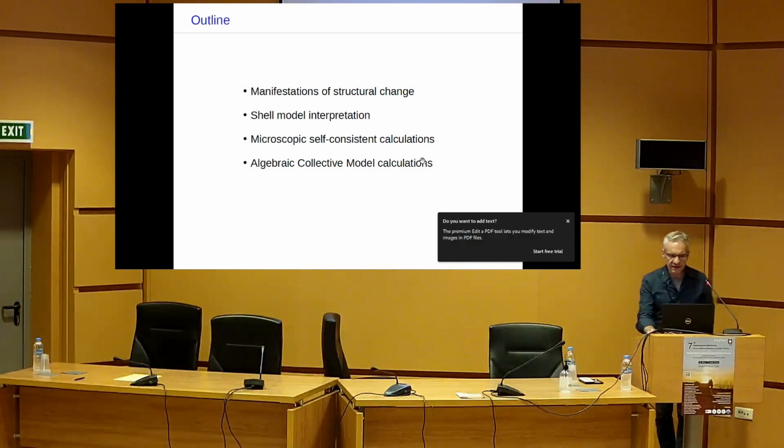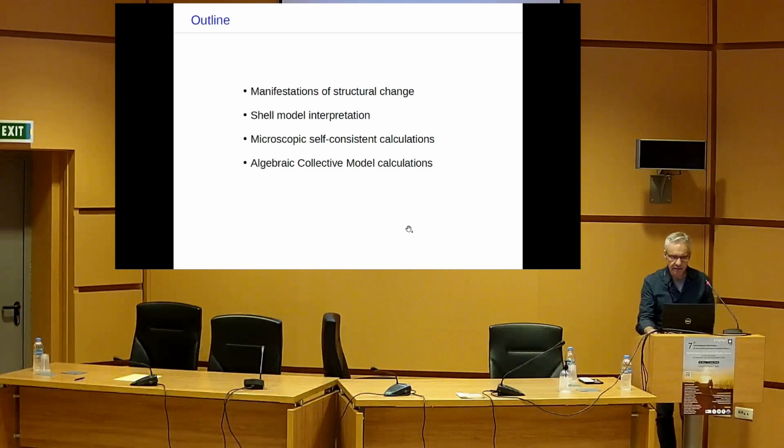So, first I will talk to you about how these structural changes manifest themselves by examining certain experimental quantities and how they evolve with neutron number. Then I will show you a qualitative interpretation in terms of simple shell model arguments. Then I will present some results from microscopic self-consistent calculations, and then some results from macroscopic algebraic collective model calculations.